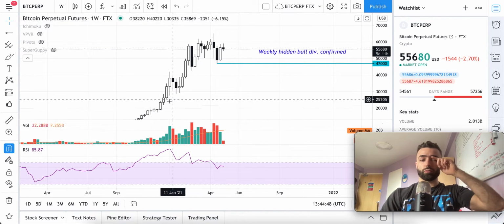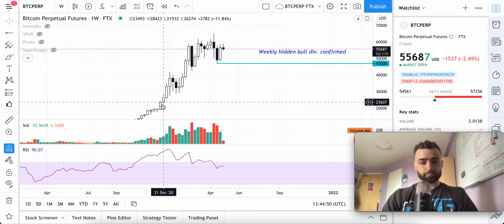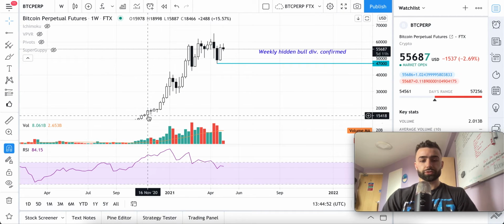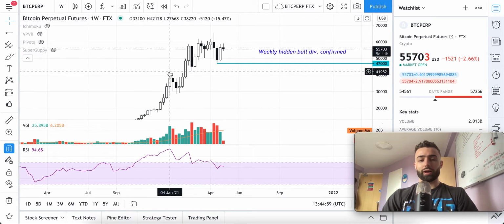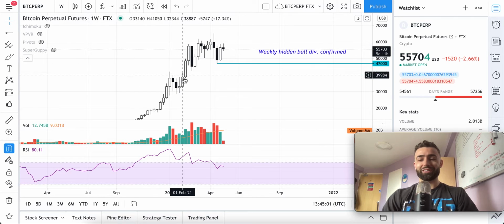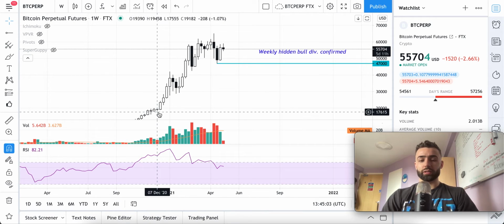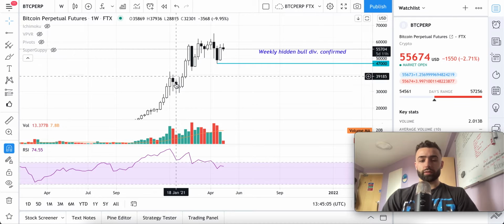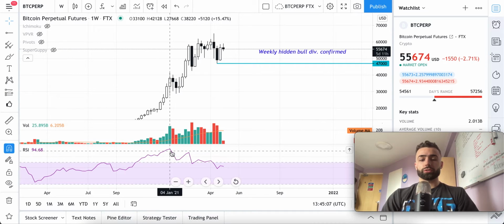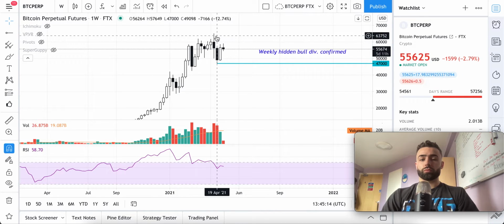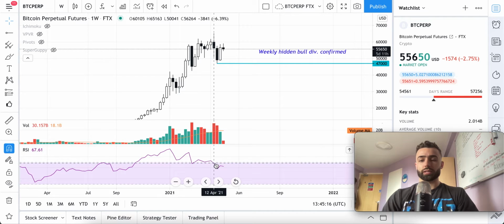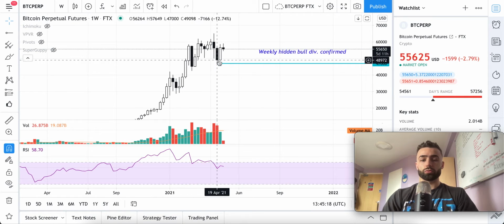On the weekly time frame, we had this bull trend coming up here, and if we know how to read trends, we're looking for that low, high, higher low, and then higher high pattern. That's what we saw right here. As we were going up, we were decreasing in strength. As we were making these higher highs, we were making lower highs on the RSI, and then subsequently we had this little pullback here.